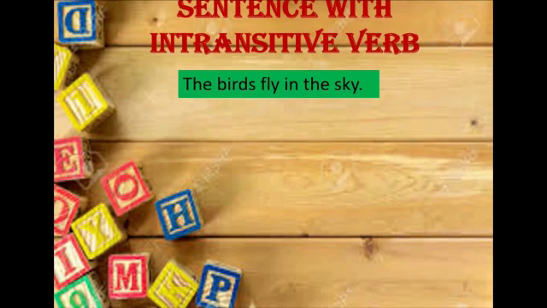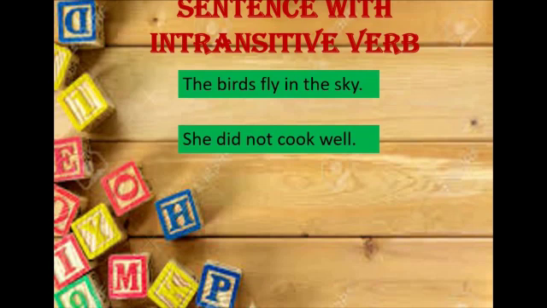So how do we change such types of intransitive verbs? Let's see another example of an intransitive verb. She did not cook well. So she did not cook. Here cook is the verb and well is an adverb. So there isn't any object here. These types of sentences we cannot change into passive voice because it's very important that a sentence should have an object so that we could replace the positions of the subject and the object. If there isn't any object in the sentence, we cannot change that sentence into passive voice.